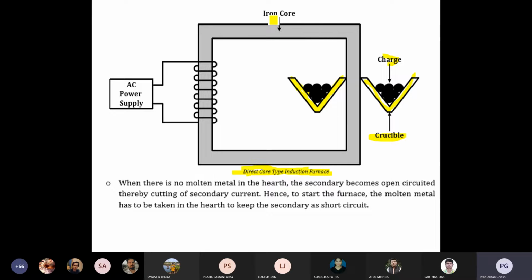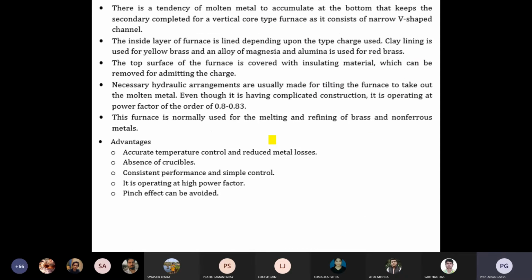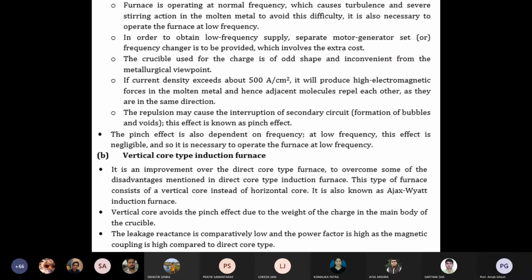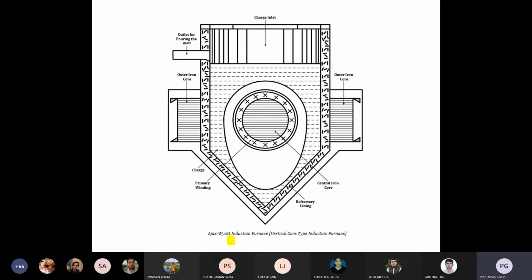Cubicles are there for containing the charge. This is the direct core type induction furnace, and this is the indirect one, the vertical core type furnace. Here you can see the axial weight induction furnace, also known as the vertical core type. How will it look?